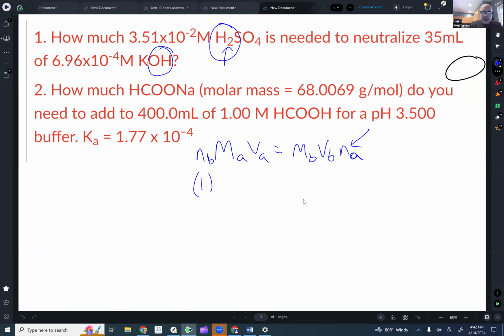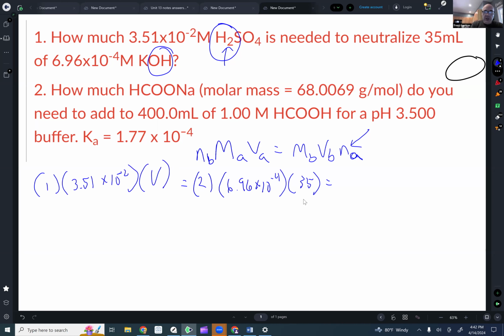There's one of the OHs. The molarity of the base is given to us, 6.96 times 10 to the negative 4, and there are 35 milliliters of it on the, sorry, that was the base value. I put that in the wrong place. So that is going to be on the acids. We'll have two acids. Now let's come over here with the bases. I will have one OH, and my molarity is 3.51 times 10 to the negative 2. We don't know the volume of the acid.